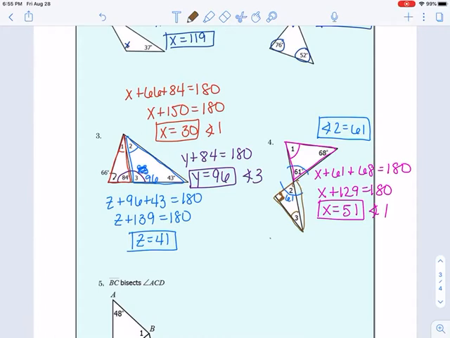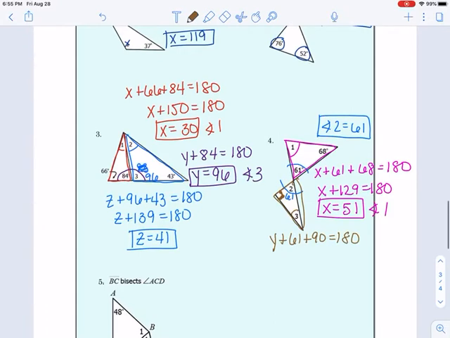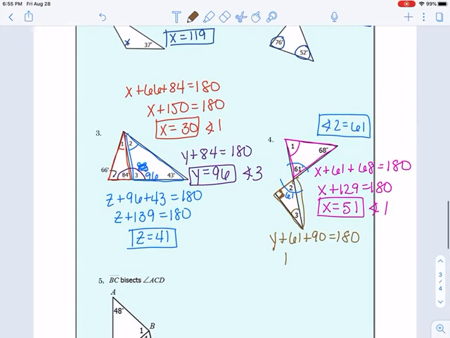So I'll call angle 3 y. So I'm going to do y plus 61 plus 90 has to equal 180. 61 plus 90 is going to give me an answer of 151. So y plus 151 is going to equal 180. And then we'll subtract 151 from both sides, and y should give me an answer of 29 for your angle 3.